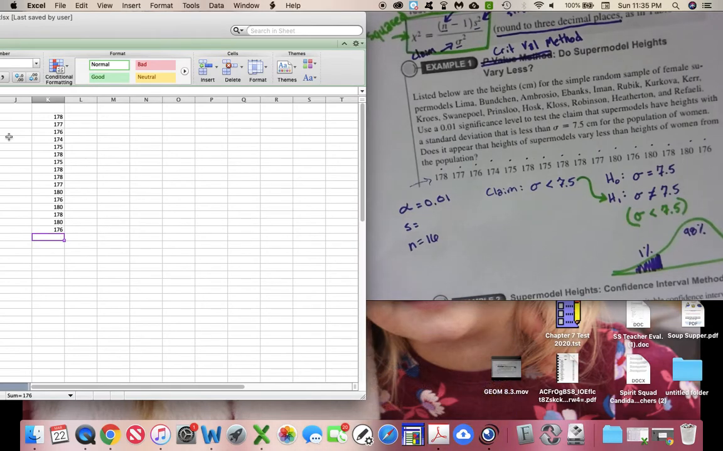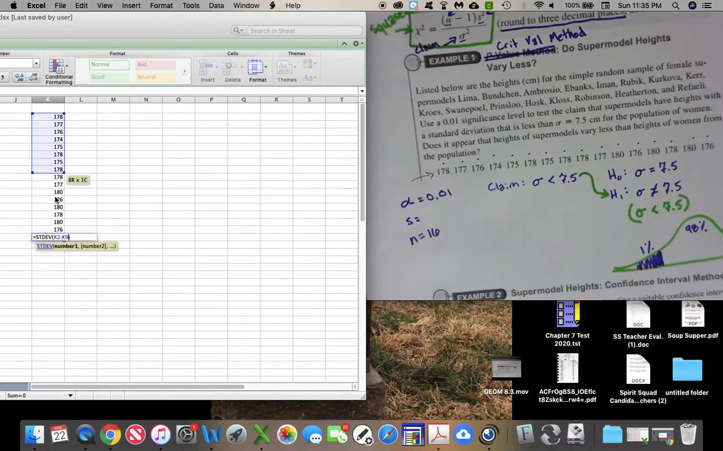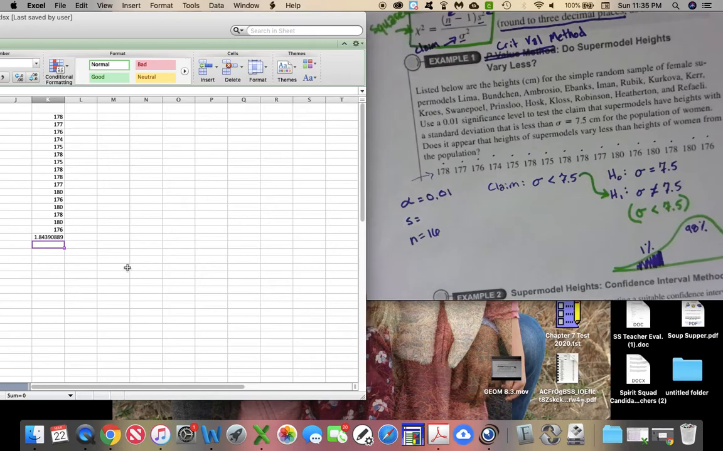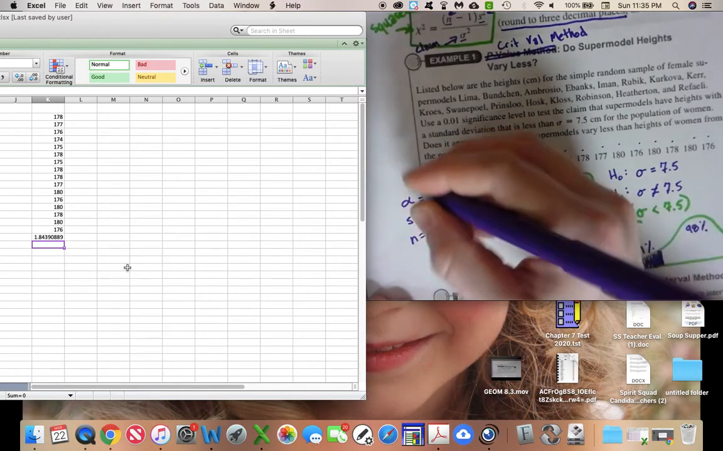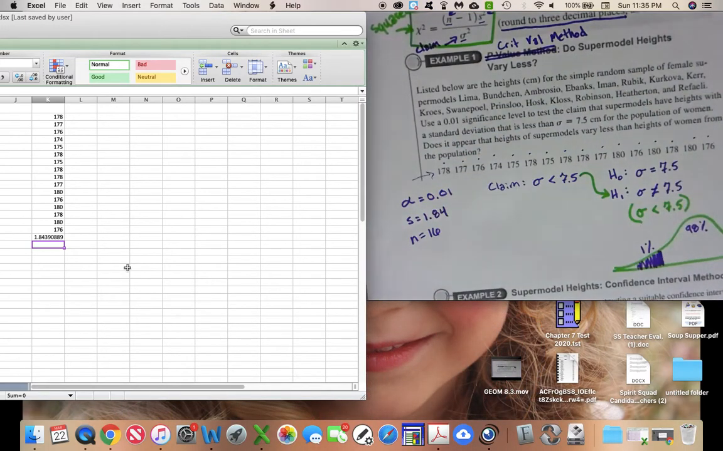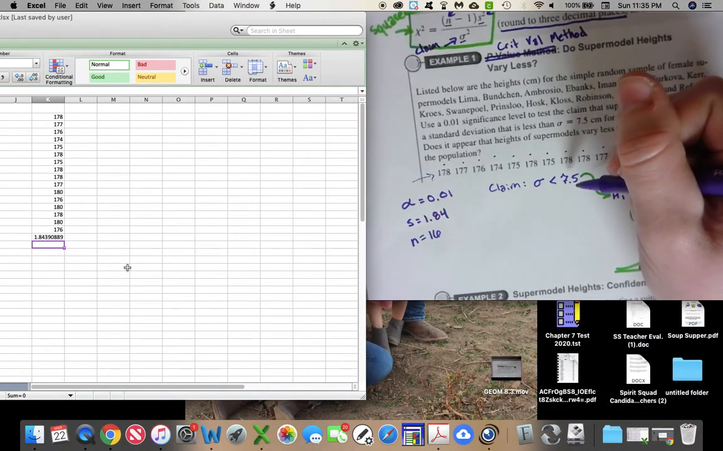Okay, so I do not need average in this case. I'm just going to do equals standard deviation. And they're going to calculate standard deviation for me. And it is 1.84. Holy Toledo. 1.84. We are comparing that against 7.5.